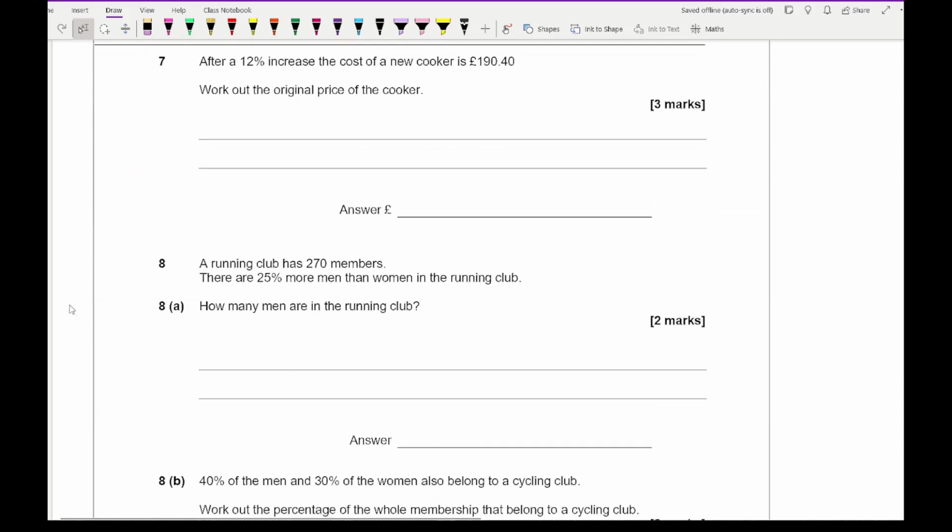Moving on to question 7, it says after a 12% increase, the cost of a new cooker is £190.40. Work out the original cost of the cooker. So with reverse percentages, what we need to do is first of all make sure we're using the right numbers. So we've got 190 and 40 pence. Now the decimal multiplier for a 12% increase is going to be 1.12, but because we want to go from the new price to the old price, I need to divide those two numbers. So 190.4 divided by 1.12 gives me an answer of £170.